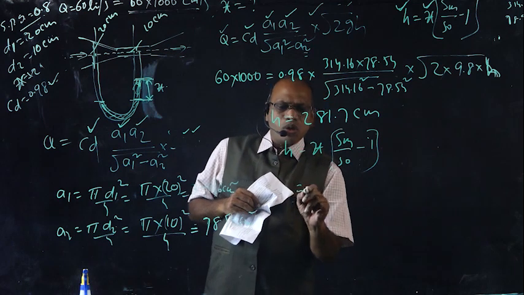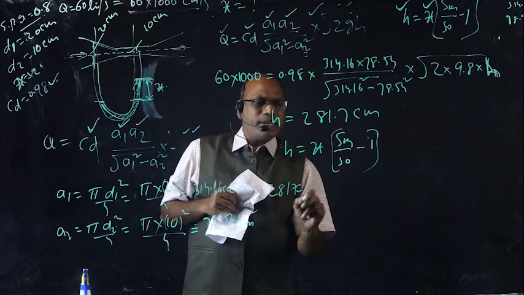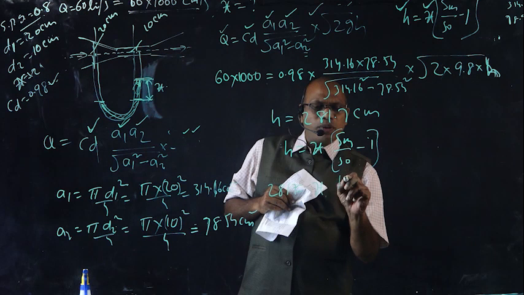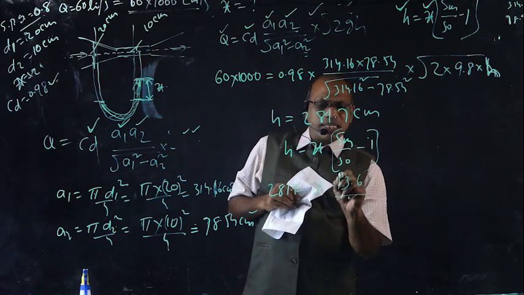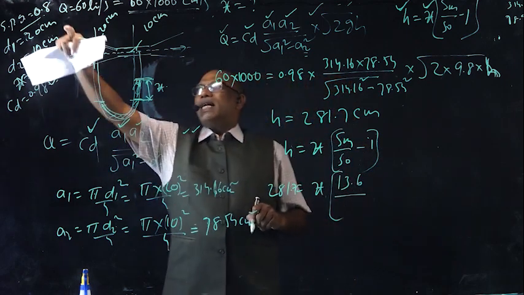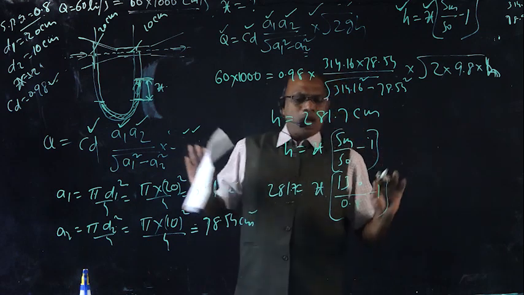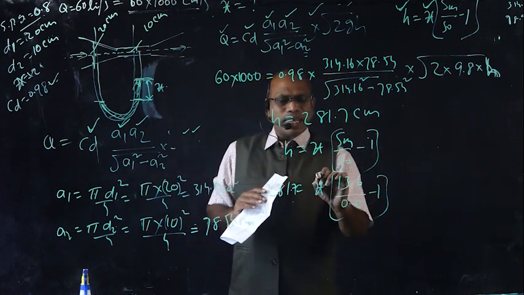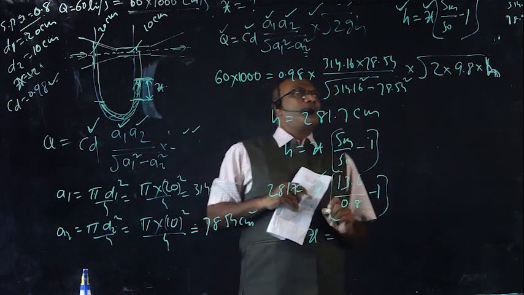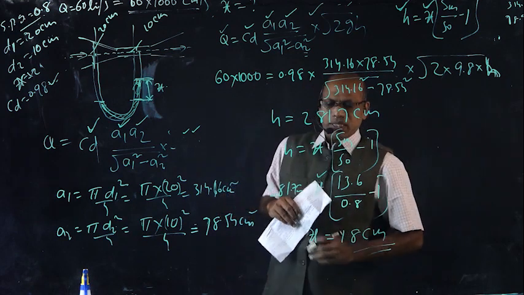H is equal to 281.7. X is the unknown. SM is the specific gravity of mercury, that is 13.6, divided by S0, the specific gravity of the flowing liquid, that is given as 0.8, minus 1. All parameters are known, only the unknown is X. Now we determine X from this equation. X is equal to 18 centimeters.